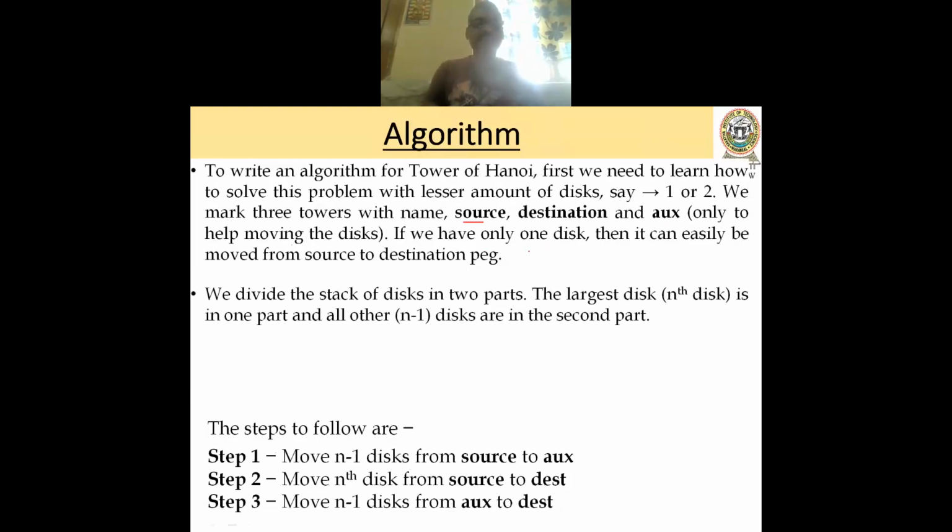So we divide the stack of disks into two parts. The largest disk, that is the nth disk, is in one part, and the remaining n minus 1 disks are in the second part.